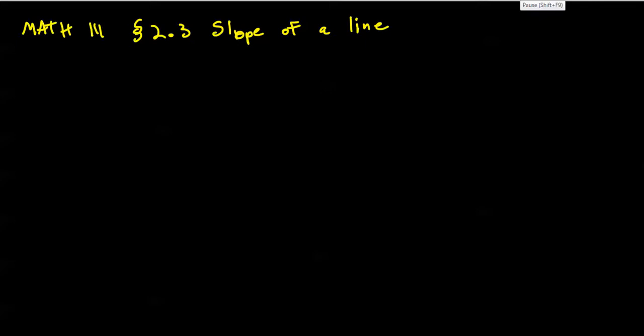Good morning. Today in Math 111 we're going to talk about section 2.3 in our text entitled Slope of a Line. Now, of course, from our previous courses in algebra we all know what slope is. Well, slope really in essence is a number that gives a numerical measure of steepness, or the degree of steepness of a line.